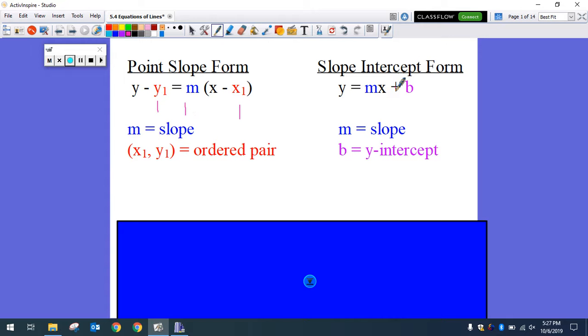This is slope-intercept form. m is your slope and b is your y-intercept. This one's really important, so you might want to put a star beside it. This is what most equations will be written like. So slope-intercept form is important. We definitely want to know this.